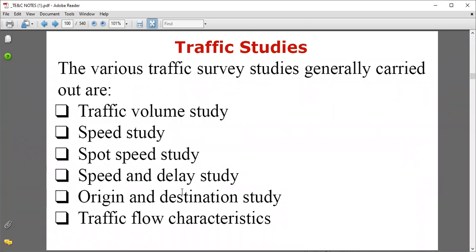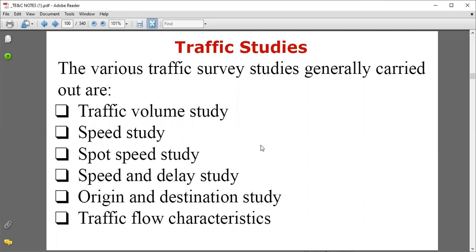So what traffic study includes, that part we'll cover here. These are the various traffic surveys and studies generally carried out. Now you can see here that the traffic study is done with the following points. One is the traffic volume study. Second is the speed study. Third is the spot speed study, and speed and delay study. Next is the origin and destination study, and the last one is traffic flow characteristics. Through all these various points we can understand the traffic study.